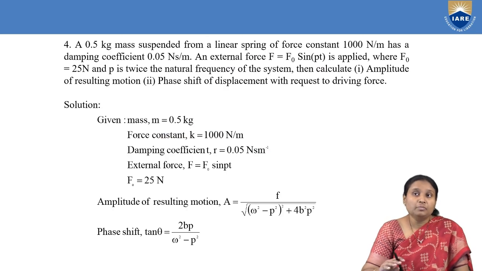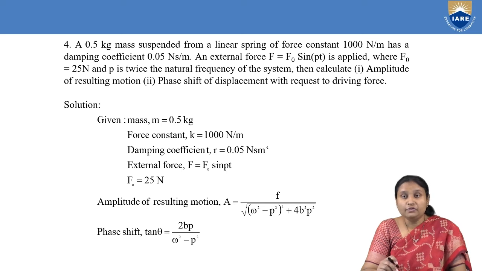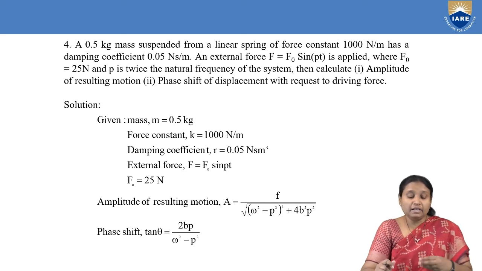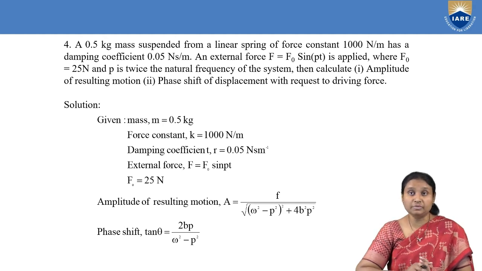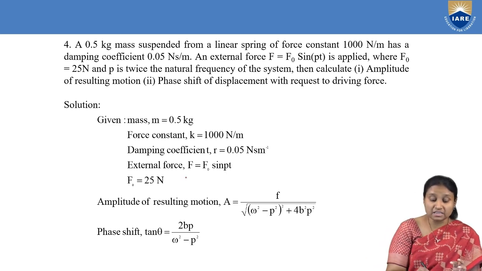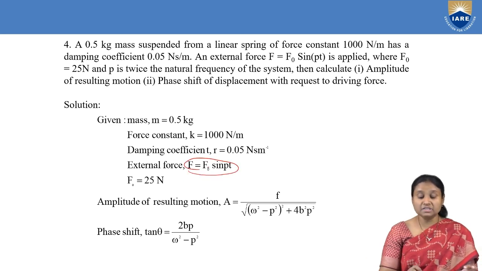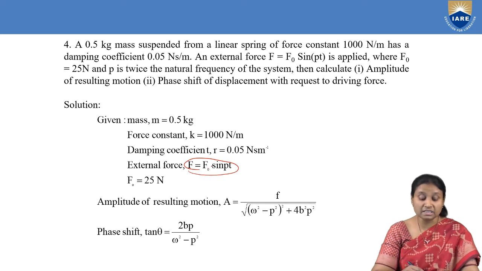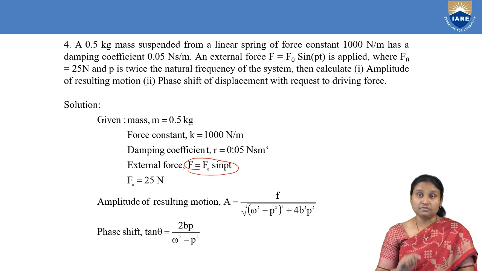Then, coming to the fourth problem, here we are talking about a forced harmonic oscillator. Compared to a damped harmonic oscillator, there is one external force applied to the body. Here we have the restoring force and the frictional force. Apart from the frictional force, we have an external force, given as F is equal to F naught sin Pt. F naught is the magnitude of the external force and P is the frequency of the external force.